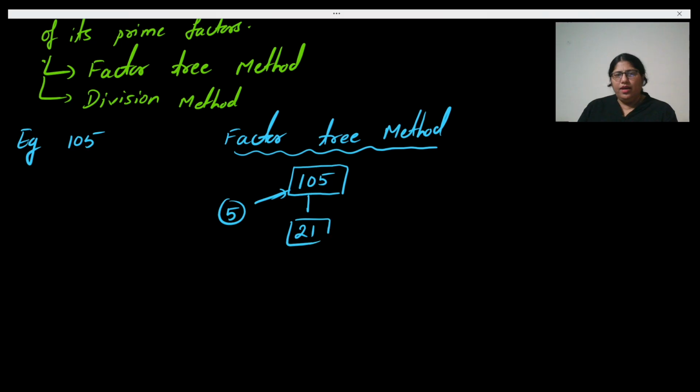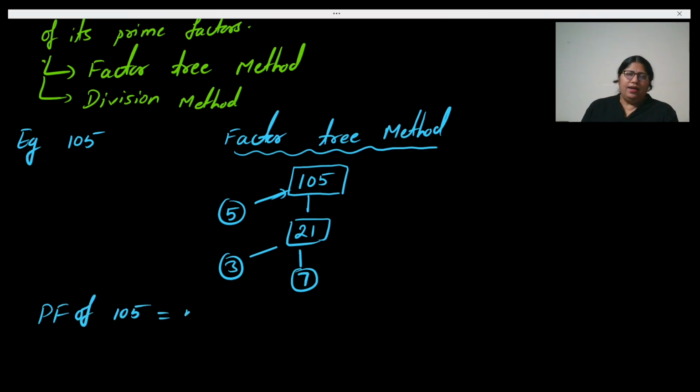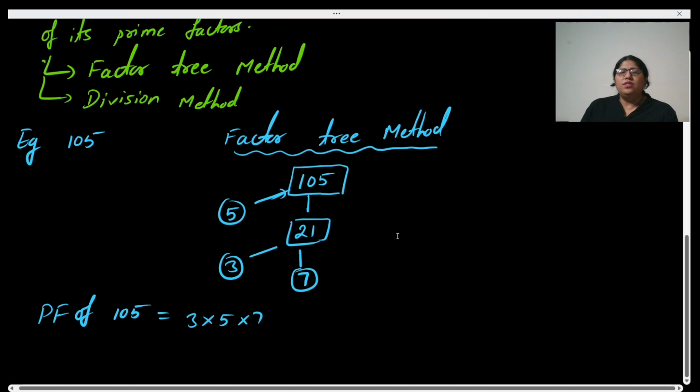Now this is also a composite number. Then if I divide this number by 3, which is a prime number, I get 7, and again you can put it in a circle because it is a prime number. So what is the prime factorization of 105? Generally we write in ascending order, so you can take 3 times 5 times 7.